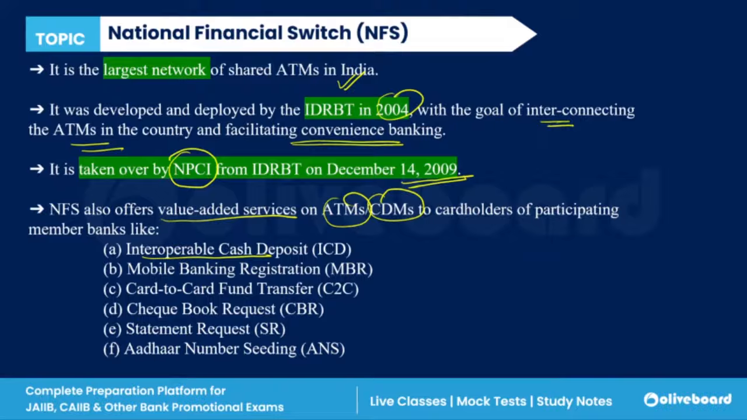First of all, they help in interoperable cash deposit. They help in mobile banking registration. They help in card to card fund transfer. They help in cheque book requests. They help in statement requests. They help in Aadhaar number seeding. So these are all the value-added services given by the National Financial Switch on ATMs.